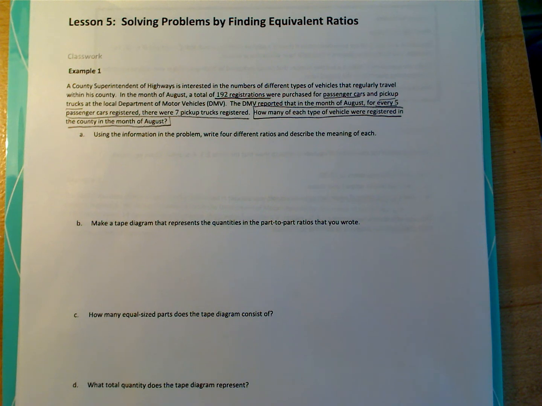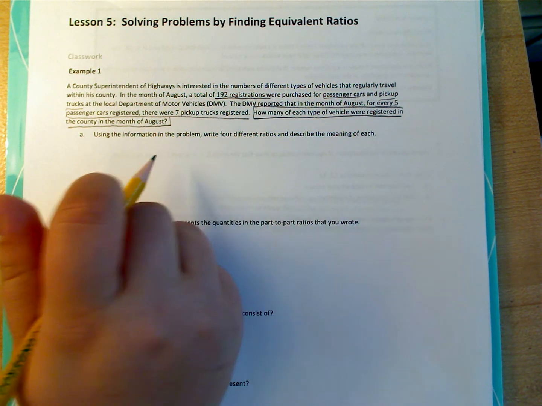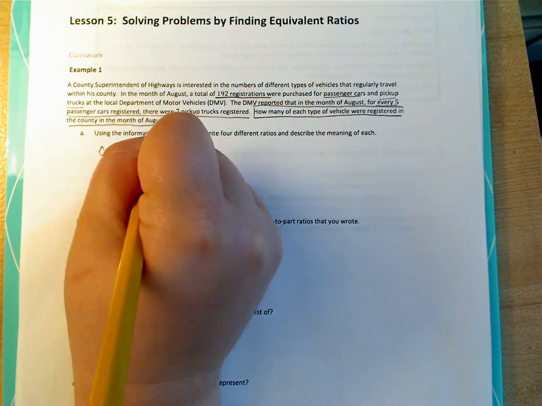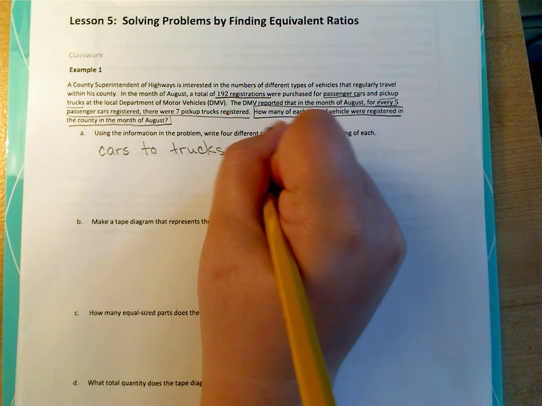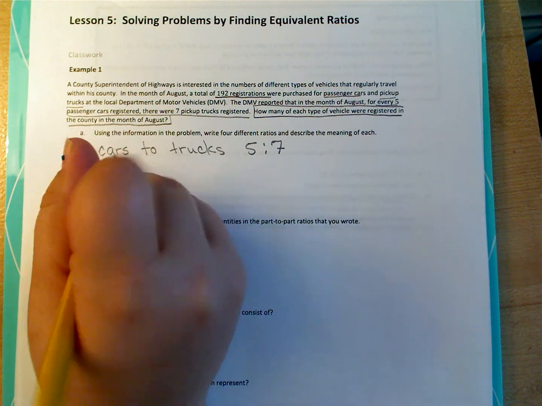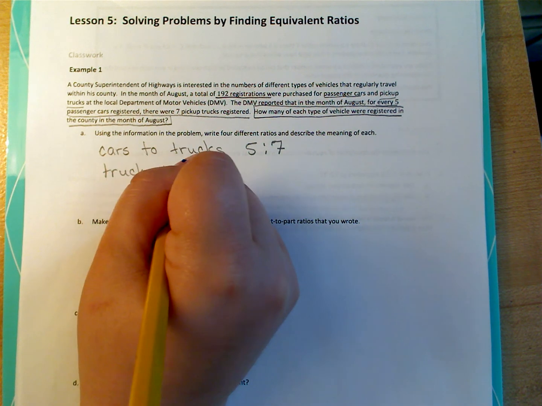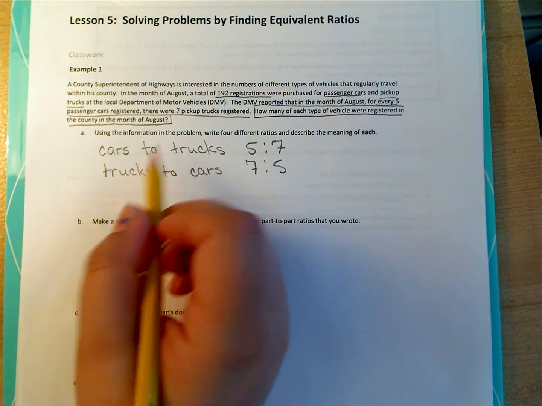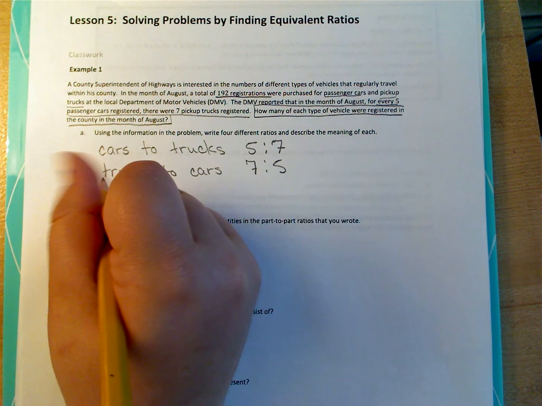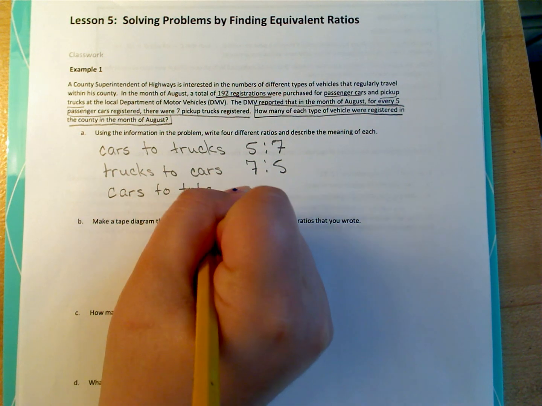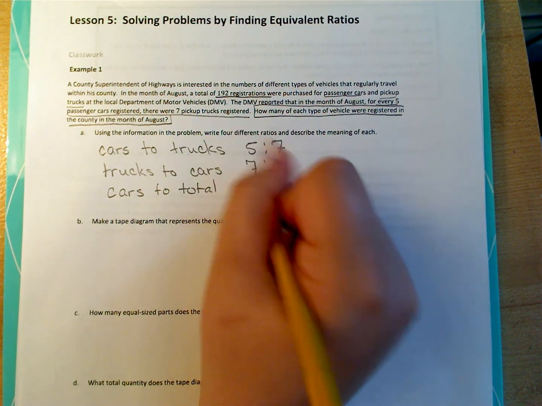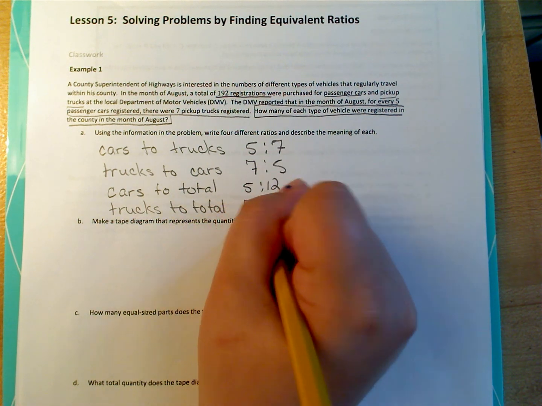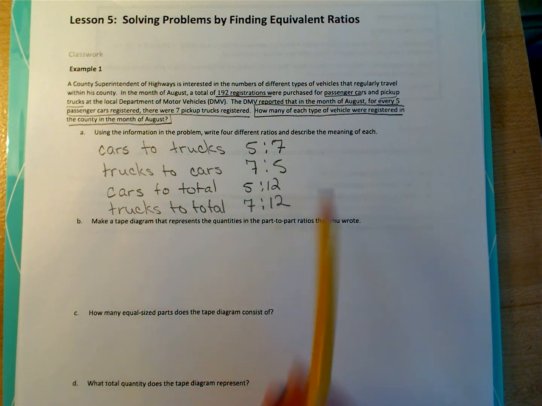So we're going to use the problem, write different ratios, and describe the meaning of each. So let's start with the basic one. It said for every 5 passenger cars registered, there were 7 pickup trucks. So we're going to do cars to trucks, and we know that was 5 to 7. Now if we do it the other way, trucks to cars, we're going to see it as 7 to 5. So if we add 5 and 7 together, we should get 12. Cars to total would be 5 to 12 because there are 12 parts altogether. Trucks to total would be 7 to 12 because again, there are 12 parts altogether.